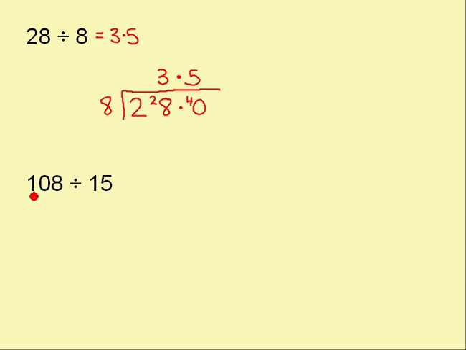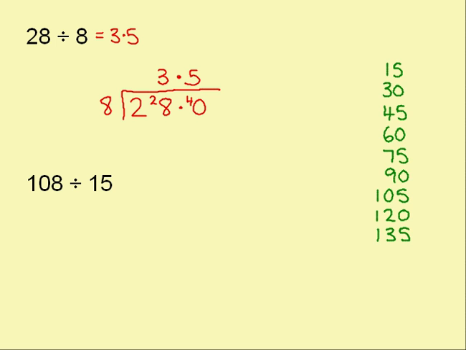Let's have a look at another example. I want the 15 times table this time. Then I set it out with the 108 inside the bus shelter and the 15 on the outside. Now, does 15 go into 1? No, because 1's too small. Does 15 go into 10? No, because 10's too small. Does 15 go into 108? Well, it goes into 105 and it goes in 7 times, so I put the 7 up here.